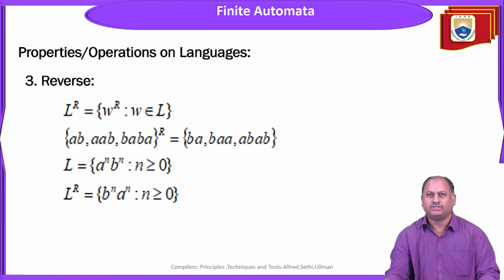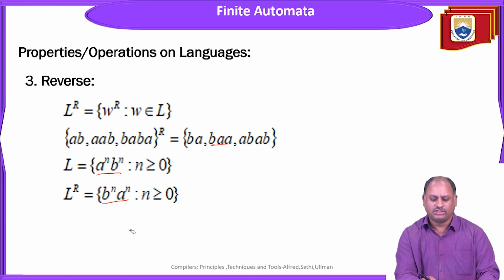Sometimes we need the reverse of a given language. So how can you write the reverse of a language? For example, the language contains the strings AB, AAB, BAB. Simply write the reverse of AB, generating BA. And the reverse of AAB, we get BAA. And the reverse of BAB, we get BAB. And for example, if you write A power n, B power n, the reverse of the language can be generated as B power n, A power n.